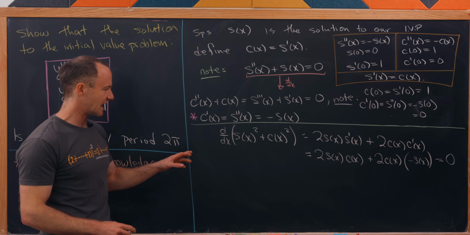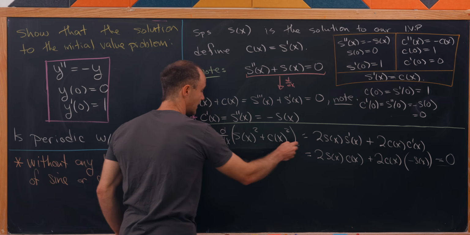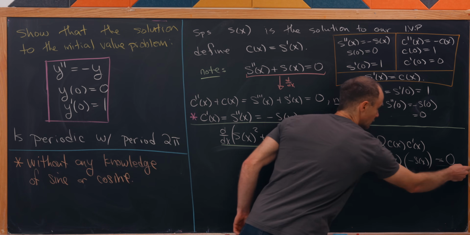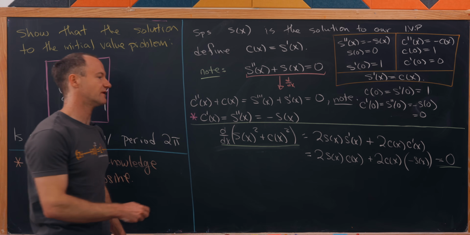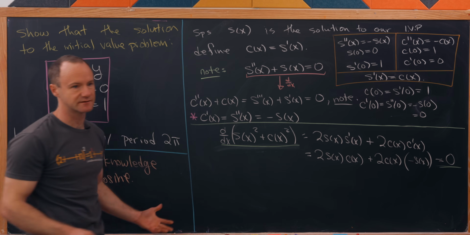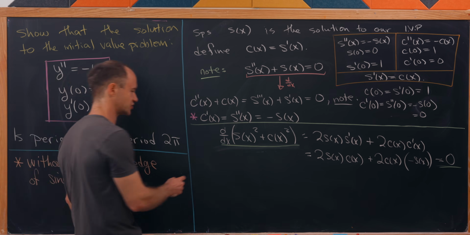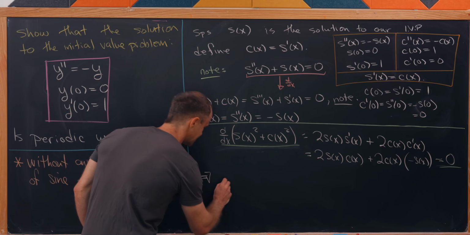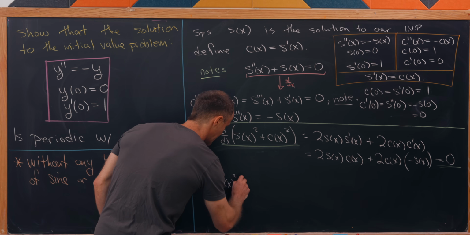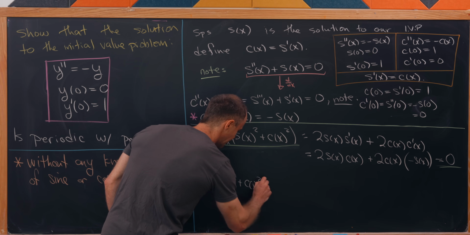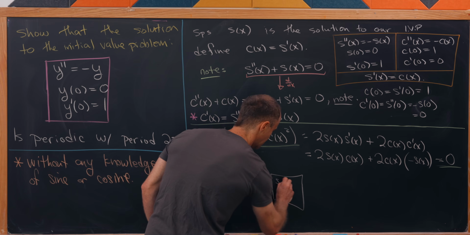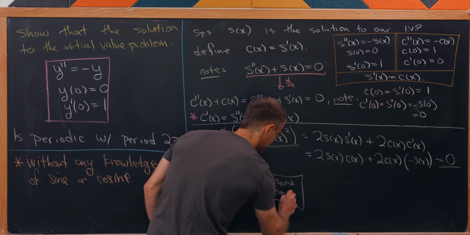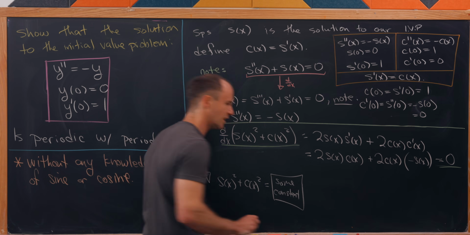Okay, so let's see what we have. The derivative of this function right here is equal to 0. But there's only one function whose derivative is 0, and that is a constant function. I guess it's a family of functions. So that means that s of x squared plus c of x squared equals some constant. Okay, but what constant?